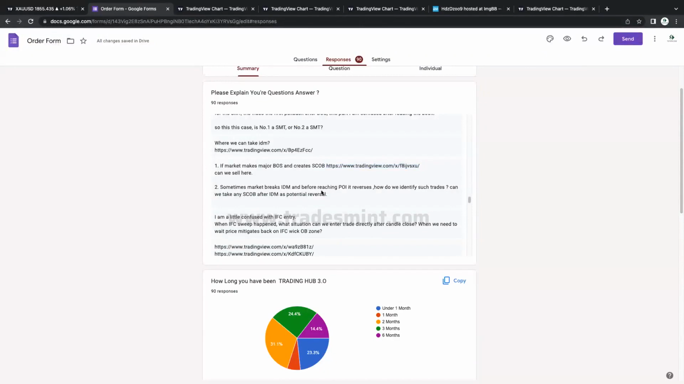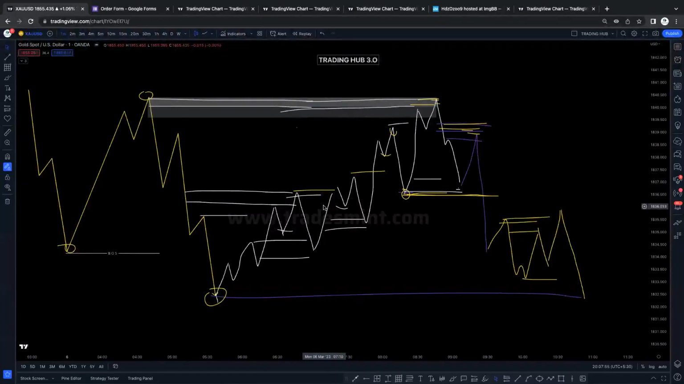Sometimes market break the inducement and before reaching PI reverse, how we can enter such trade? Can I use the single candle after taking out? Yes, sir, you can use the single candle mitigation entry after taking out the inducement also, but sometime market breach the inducement, then you can buy like this till the extreme PI.